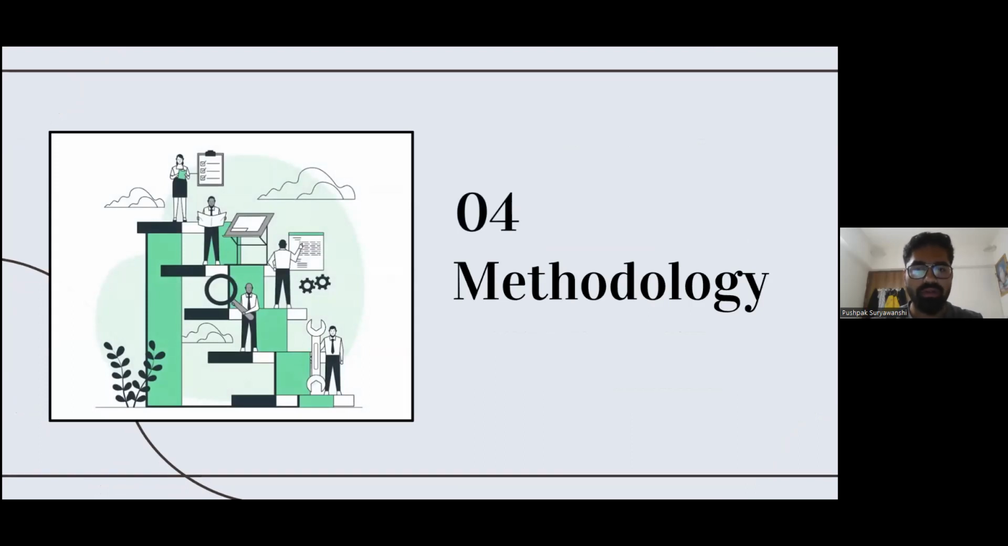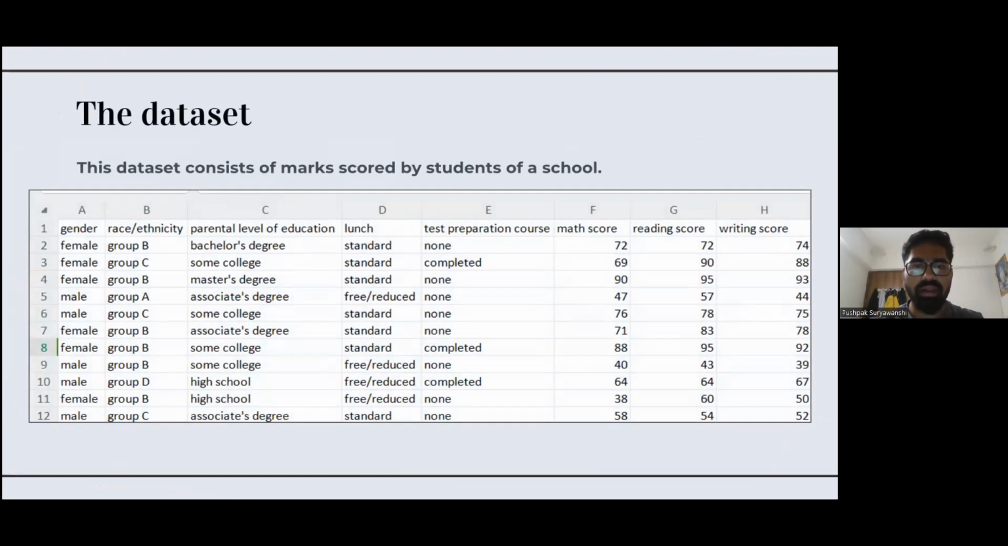The next step is the methodology I've used in this task. Let us first look at the data set. The data set consists of marks scored by the students of a school. It consists of columns such as gender, whether the student is male or female. Secondly, the race to which the student belongs. Next is the parental level of education, which describes the level of education of the parents, such as bachelor's degree, some college, high school, or no education. Then the lunch that the student prefers in school, whether it is standard or free or reduced. Next, the test preparation course, whether the student has completed the course or not. Based on that, the student got scores such as math score, reading score, and writing score. Here the task allotted to me is to predict the math score only.